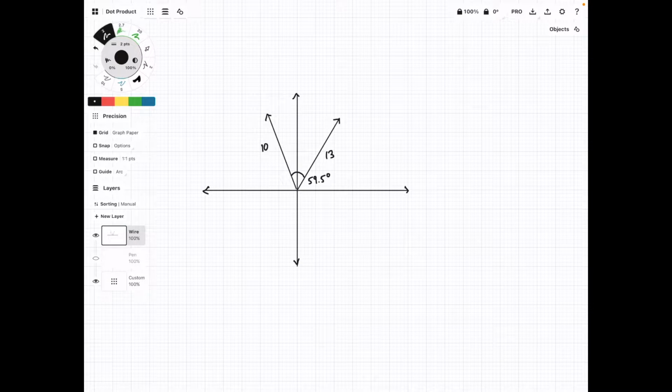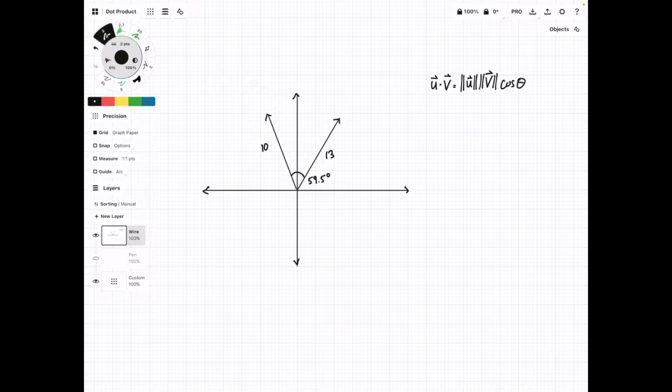In this video, I'm going to introduce another way to calculate the dot product of two vectors, and this one includes the angle between the vectors. So what the formula looks like is u dot v is equal to the magnitude of u times the magnitude of v times cosine of theta, where theta is going to be the angle between the vectors.